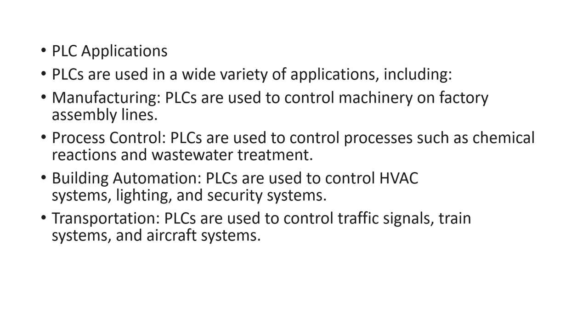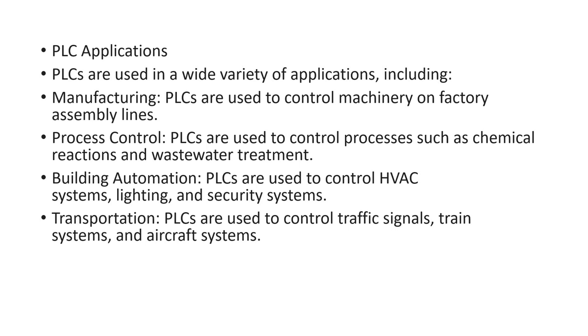PLC applications. PLCs are used in a wide variety of applications, which include manufacturing. PLCs are used to control machinery on factory assembly lines. Normally PLCs are used in special purpose machines, when we are manufacturing a component or assembling a component, PLCs are used as the controller. Process control: PLCs are used to control processes such as chemical reactions and wastewater treatment. PLCs are used in process control also.